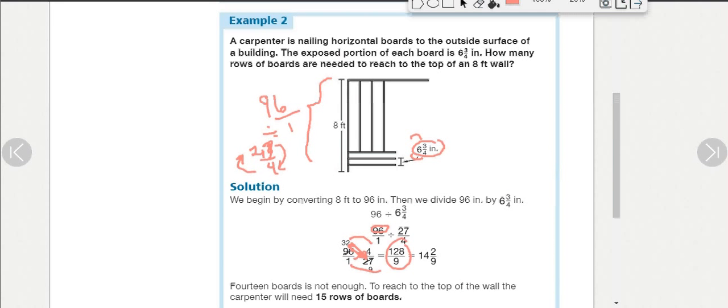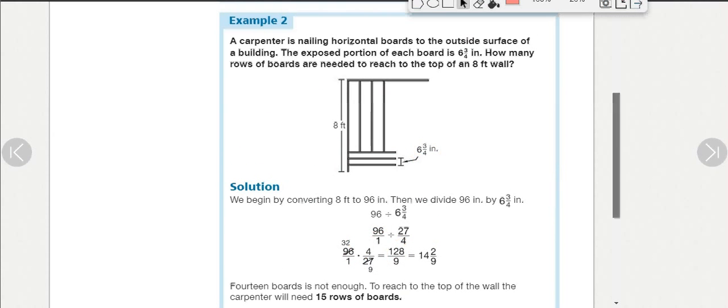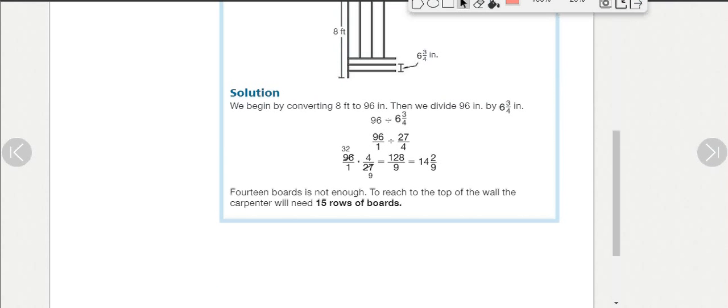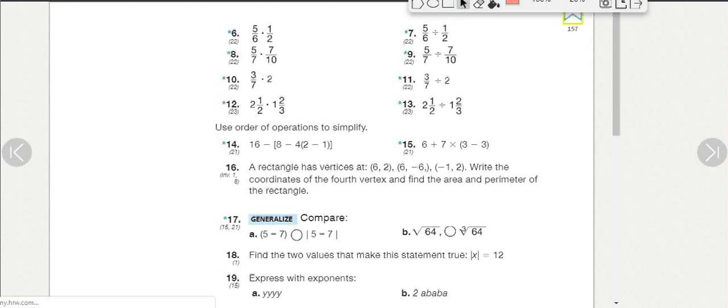Notice, to finish, they changed this one back to the mixed number form because that's easier for counting in boards. You don't want to count 128 ninths of a board when you're buying boards. You'll make the Menards guy look at you crazy.